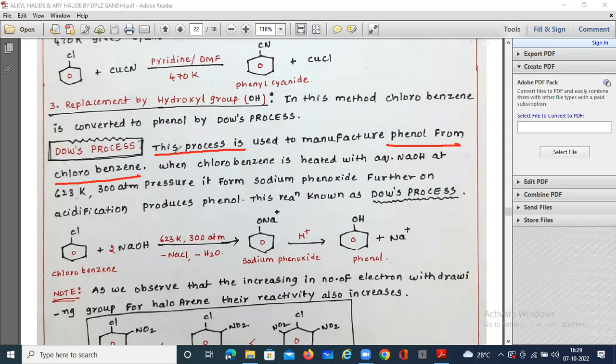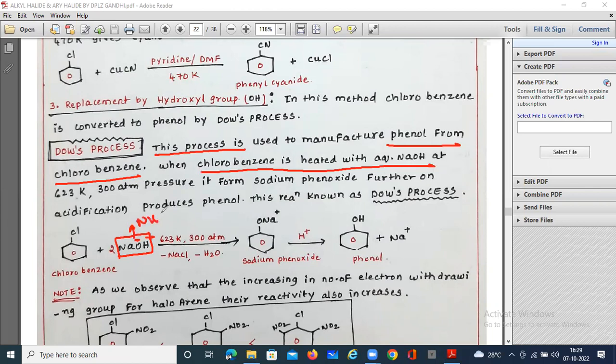So phenol is prepared through the Dow's process with the help of chlorobenzene. Whenever chlorobenzene is heated with aqueous NaOH, why do we take NaOH? Because the NaO minus acts as a nucleophile, isn't it? The halogen atom is replaced by the nucleophile NaO, so we get sodium phenoxide, sodium phenyl plus oxide.